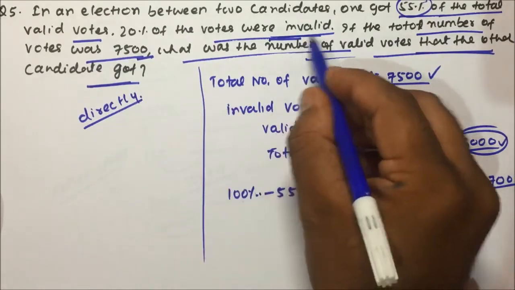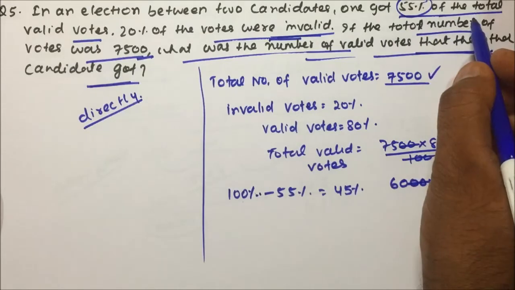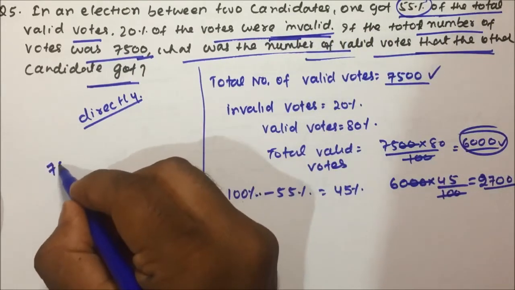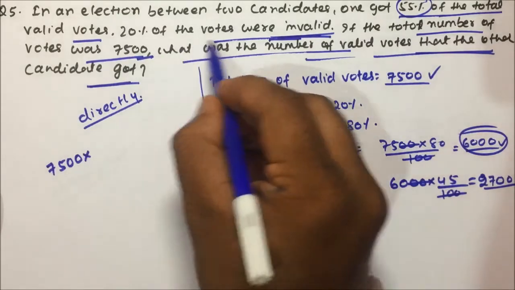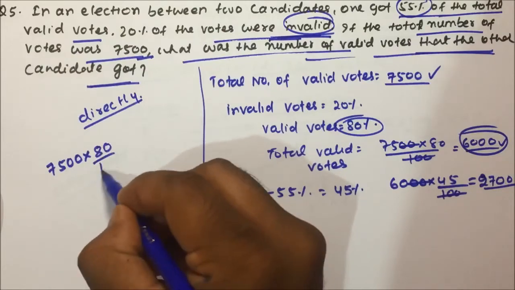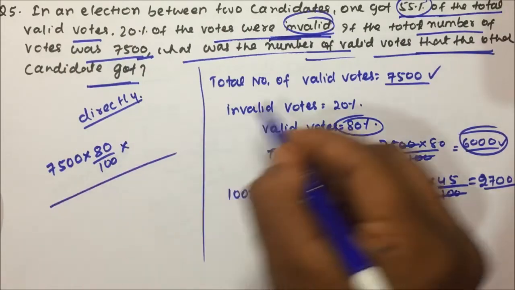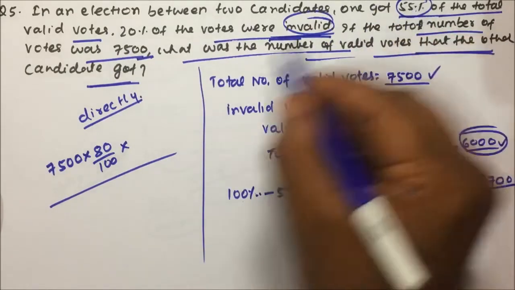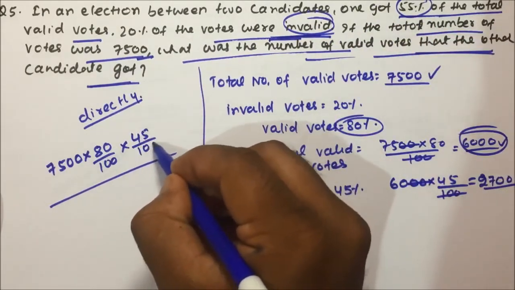So in an election between two candidates, one got 55% of the total valid votes. 20% of the votes were invalid, and the total number of votes is 7,500. Since 20% of the votes are invalid, how much percent are valid votes? 80%. Now one got 55% of the total valid votes, so the other person will get 45% of the total valid votes.